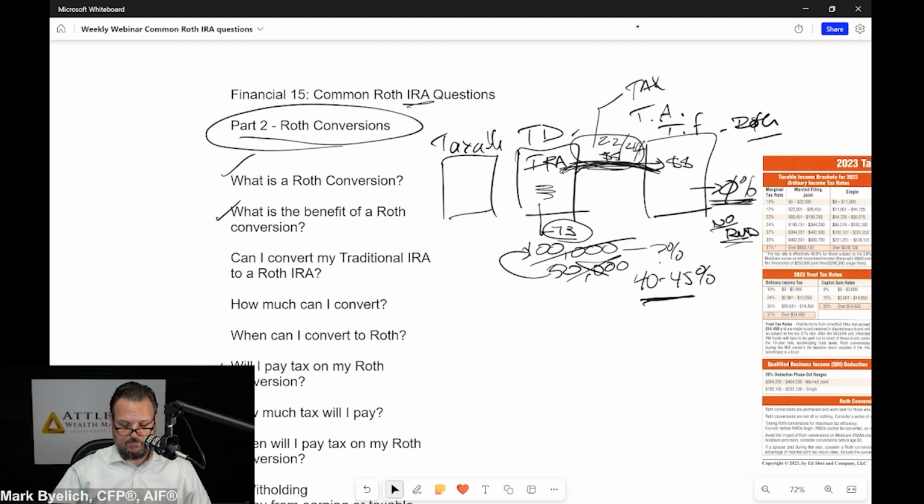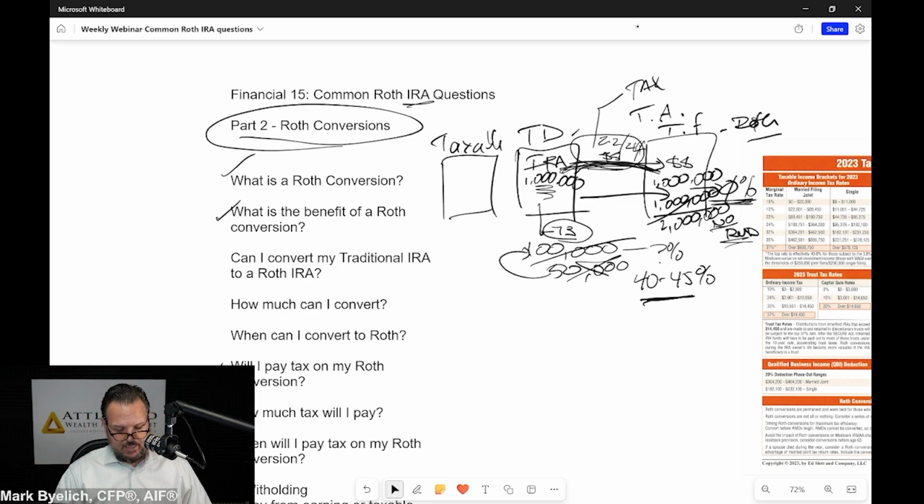tax on that growth. So if you have $1 million over here, $1 million, and over time you convert it to Roth, and now your $1 million is over here, well, that's certainly locked in that tax rate. But let's just say it grows by another $1 million, and now you have $2 million in your Roth. Well, you don't pay tax on that either.